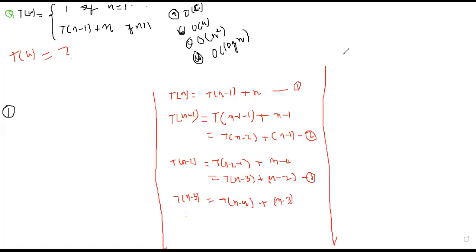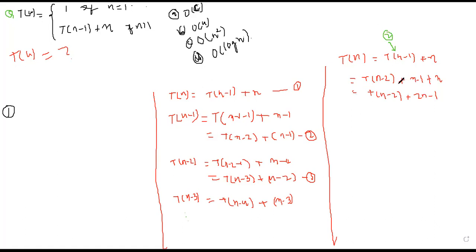Okay. So once you find this, just write down the original equation. This is T(n) = T(n-1) + n. Now what do I have to substitute? Now substitute equation 2. When we substitute equation 2, what will we get? Now it will be 2T(n-2) plus n-1 plus this n. So it will be 2T(n-2) plus 2n minus 1.